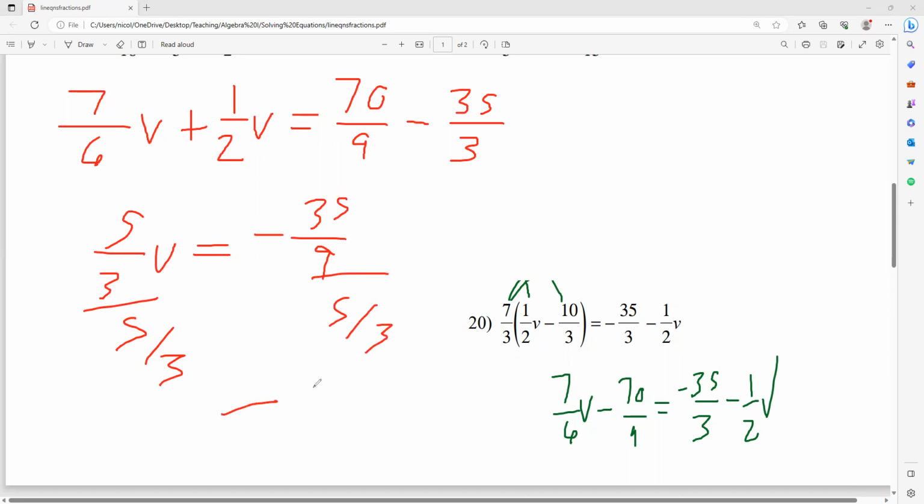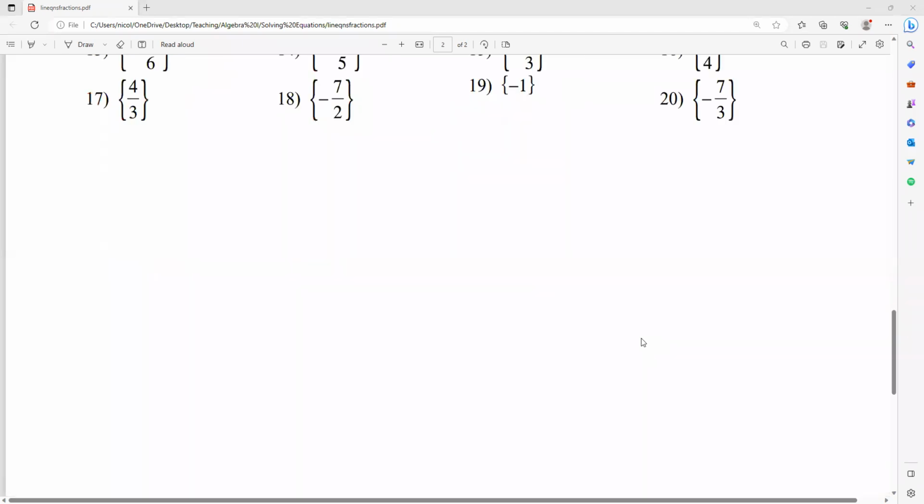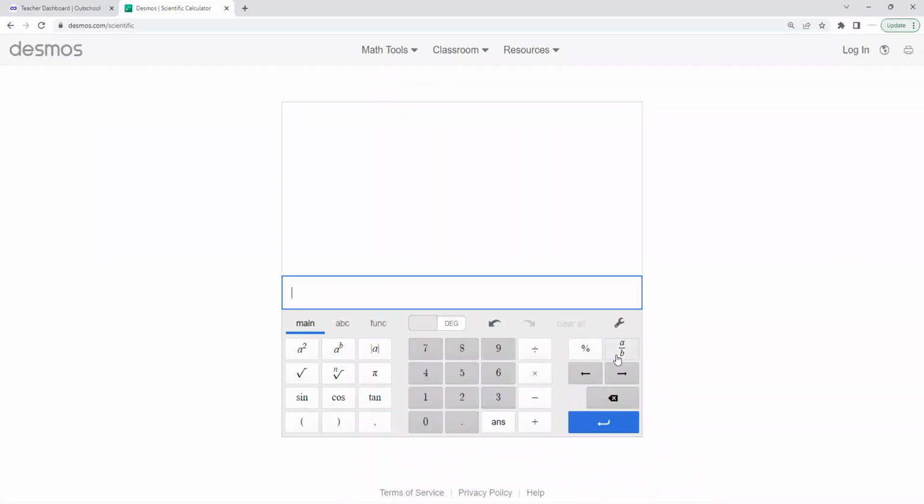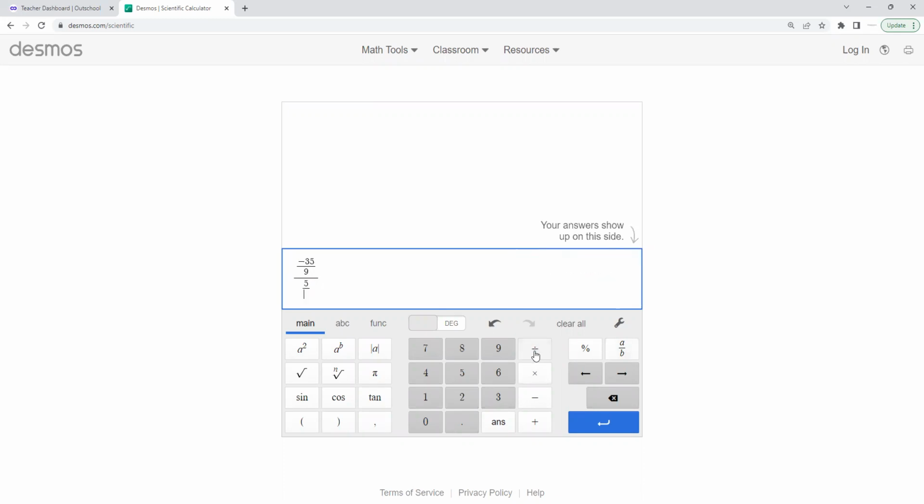And you get negative 7/3. But negative 7/3 is the answer for number 20, as you can see there. And so that's how you would do it with fractions. So if you're having a hard time with the fractions, it might be because you don't know how to do fractions. So go back and review how to add, subtract, multiply, divide fractions by hand. Also play around with them in the calculator. The calculator will do it for you, right? I just had a problem that was negative 35/9 divided by 5/3. There it goes. There's my answer. And they'll even put it in decimal form for you on Desmos.